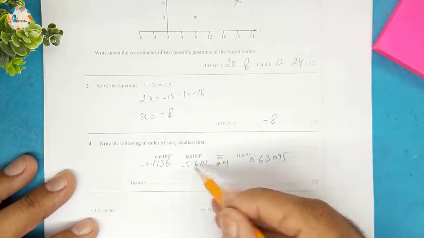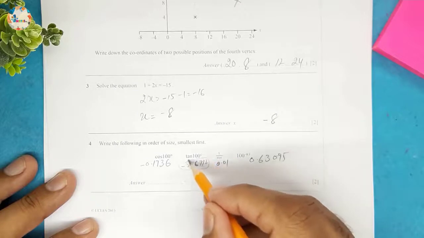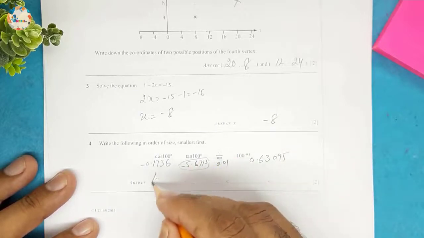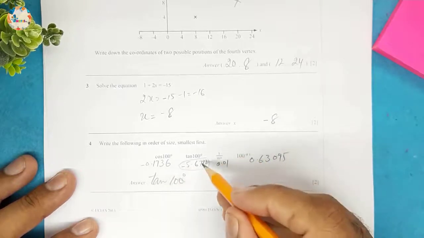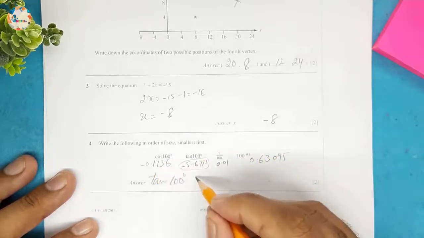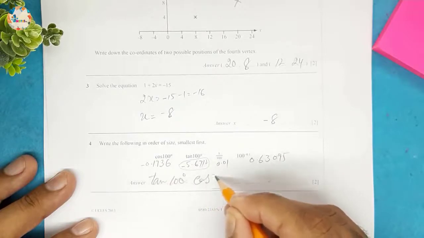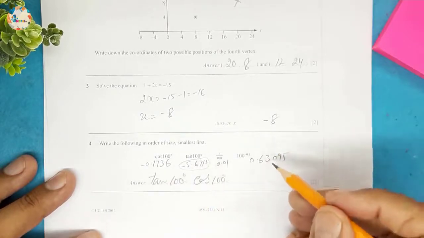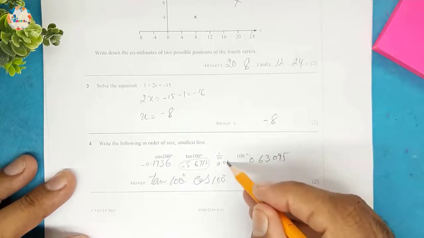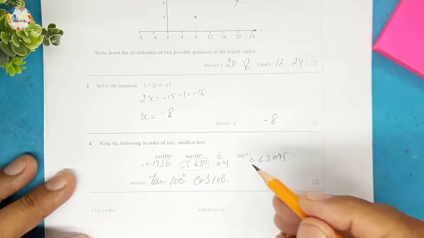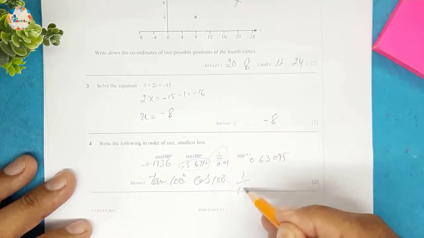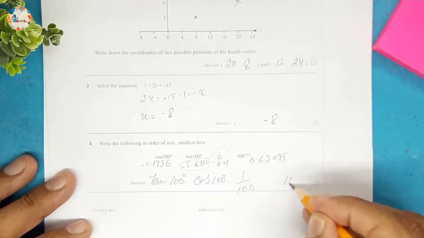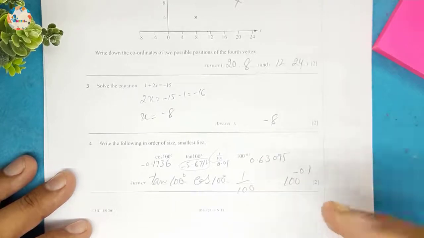So if we now compare, the smallest one is tan 100, so we can write here tan of 100 degrees. Then the next one is also negative, so cos of 100 degrees. Then next is 0.01, which means 1 over 100, and the biggest one will be 100 raised to the power minus 0.1. This will be the order of these numbers.